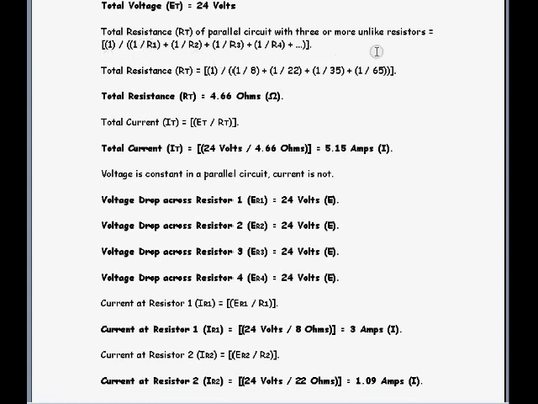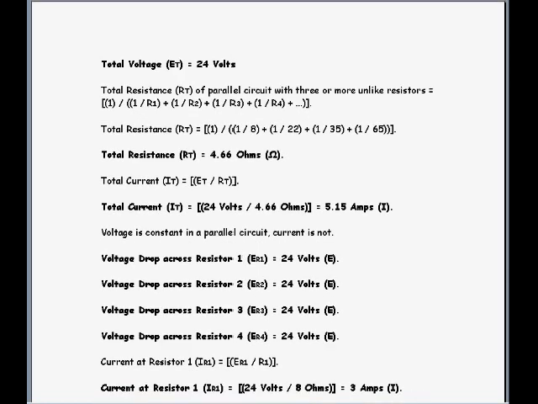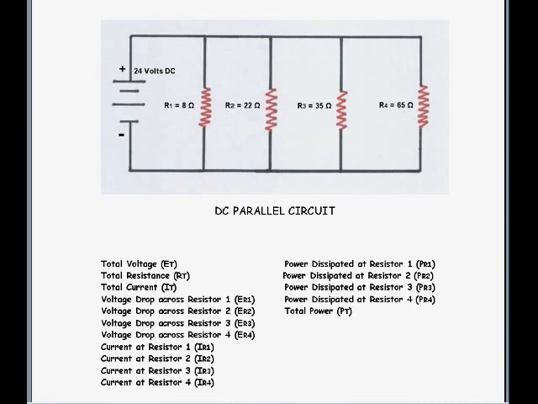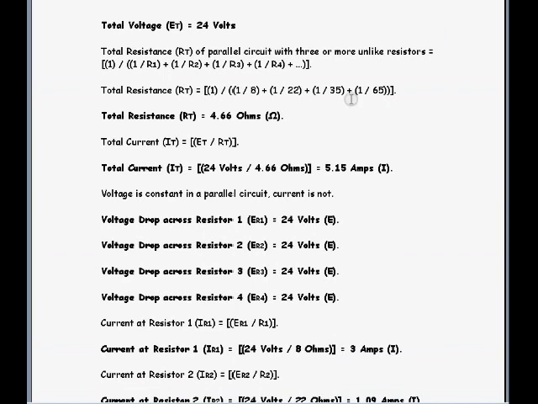So again, we use the inverse summation rule: 1 over, with 1 on the numerator and, in the denominator, 1 over R1 plus 1 over R2, and on and on. In this case, we fill in the blanks. We can check that: 1 over 8 plus 1 over 22 plus 1 over 35 plus 1 over 65. That's what we have here. When we calculate that out, the total resistance is 4.66 ohms.